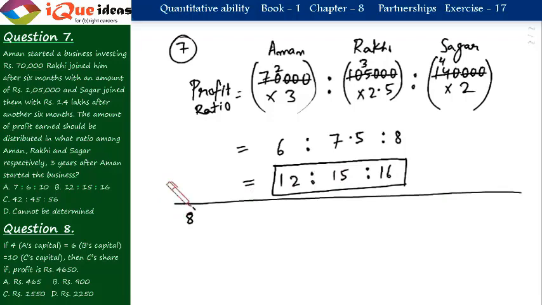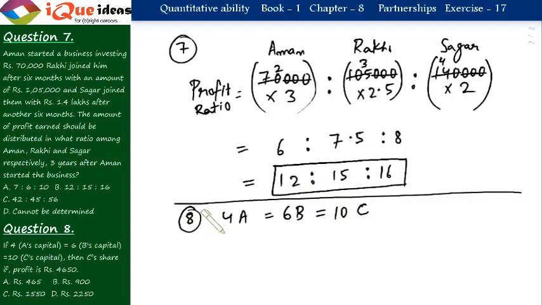Now, question number 8. This is a simpler question. Don't go by the looks of it. It simply says 4 into A's capital. Let's say A's capital is A. So 4A is equal to 6B is equal to 10C. C's capital is C, B's capital is B.